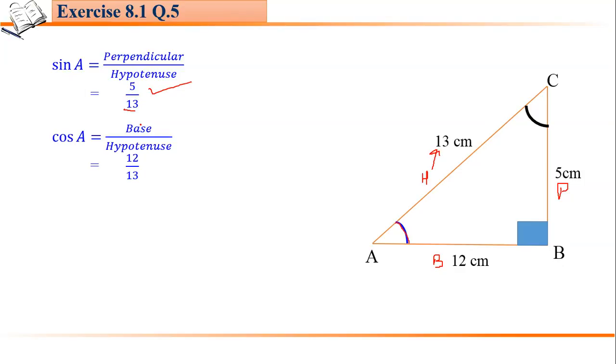Next is cos of angle A. Cos is defined as base upon hypotenuse. So base here is 12 and hypotenuse is 13. So cos A is equal to 12 upon 13. Next is tan of angle A, that is perpendicular upon base. Here perpendicular is 5 and base is 12. So this is equal to 5 upon 12.